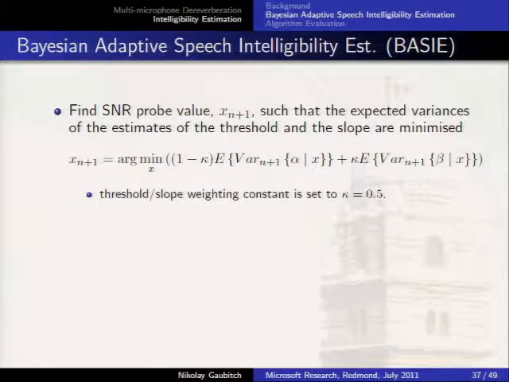So using this as the background, what we can do is select the next SNR value of the next probe so that we minimize the variance of the slope and the threshold estimates, right?